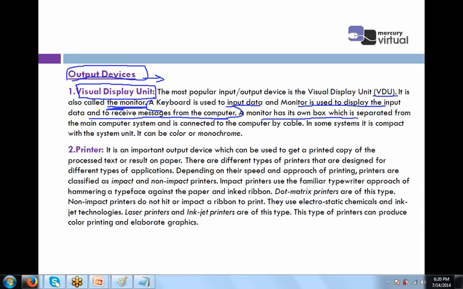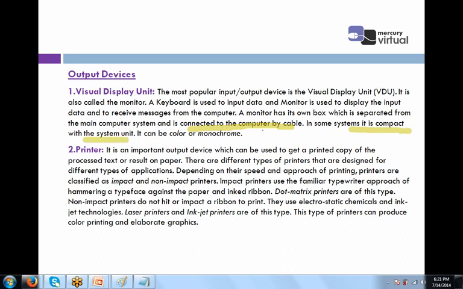A monitor has its own screen and is connected to the computer by cable. In some systems, it is compact with the system unit. It can be color or monochrome. It depends on the monitor. There are different types of monitor like LCD. LCD full form is liquid crystal display. Then there is a term LED. This is LCD and then LED.